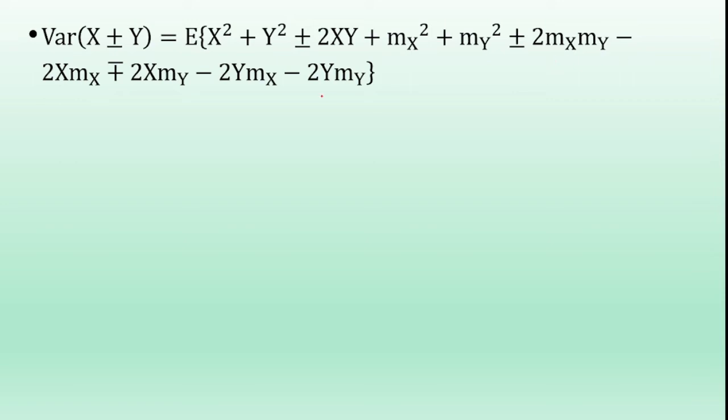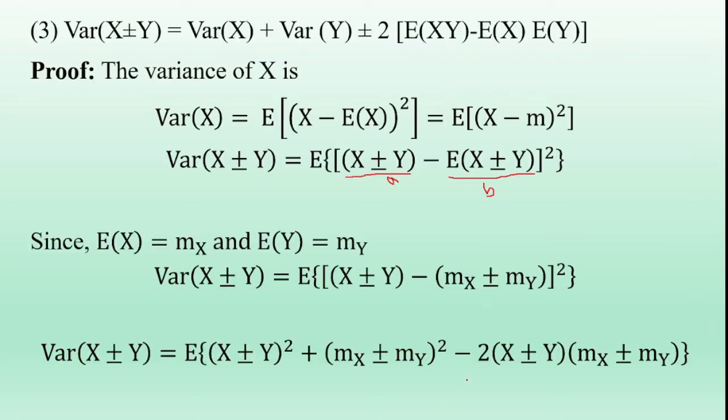The third term is x plus or minus y into mx plus or minus my. Multiplying those two terms, we get four terms. So, minus 2x mx minus or plus. Since there is a minus before this term, multiplying the minus within the bracket term, the plus or minus will be converted to minus or plus, and the minus or plus will be converted to plus or minus. So minus into minus plus, minus into plus minus.